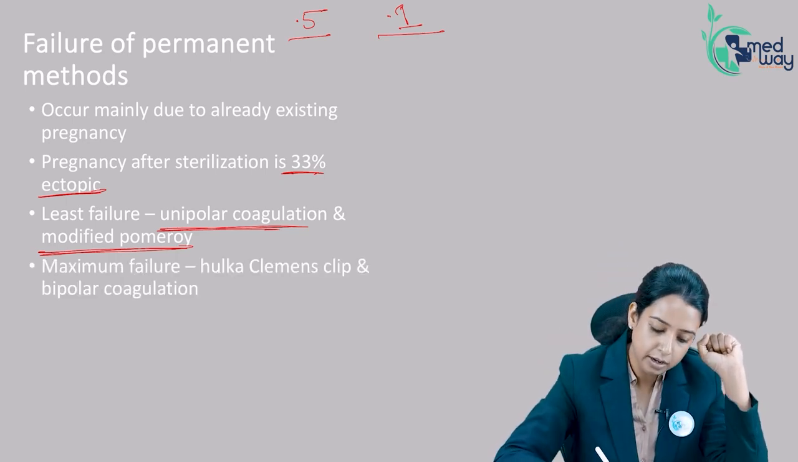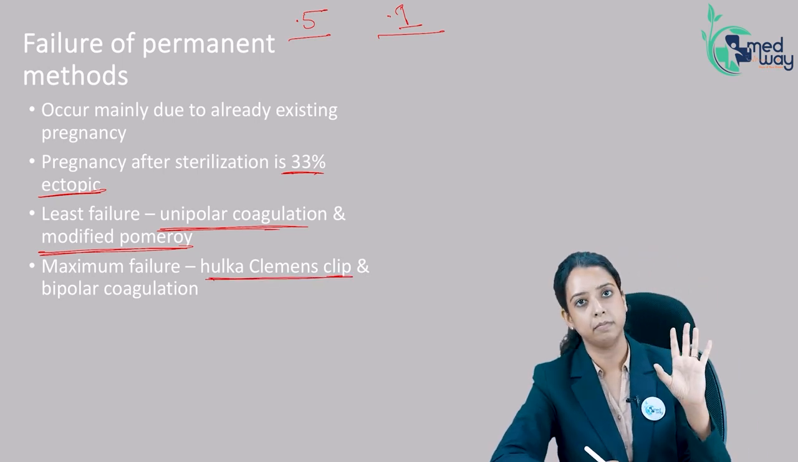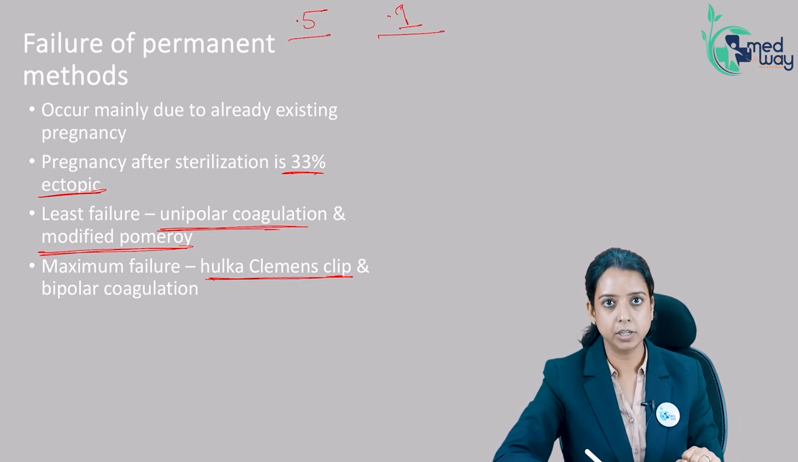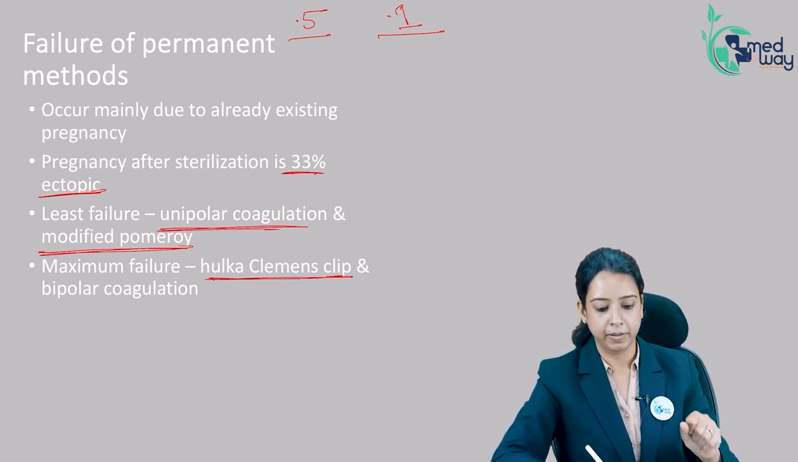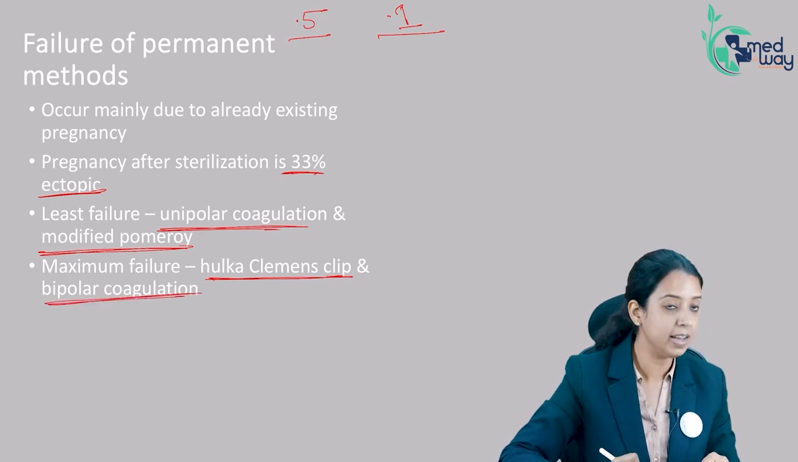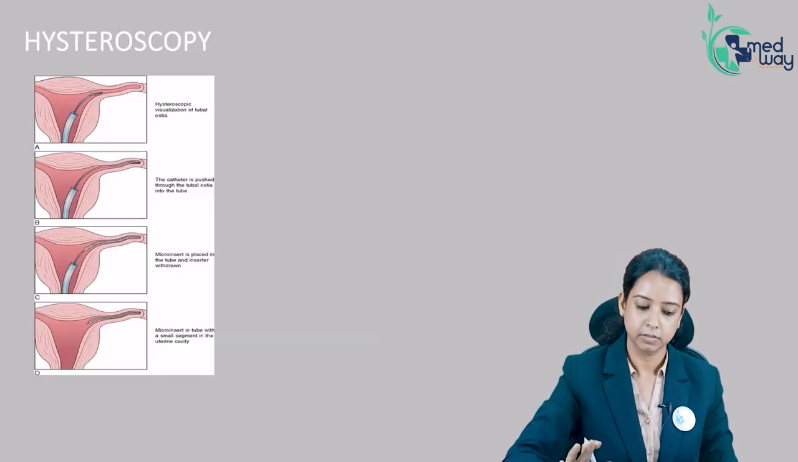High failure rate is of Hulka clips. They are plastic clips, isn't it? So they get loosened with time. That is why Filshie clips were made. Filshie clips were made of titanium on the outside, so that the tightness is maintained. So Hulka clips and bipolar coagulation have the highest failure rate, right?